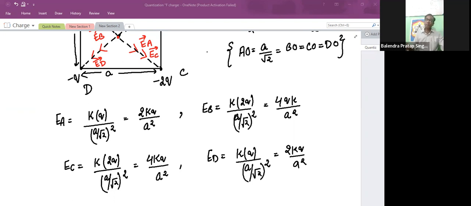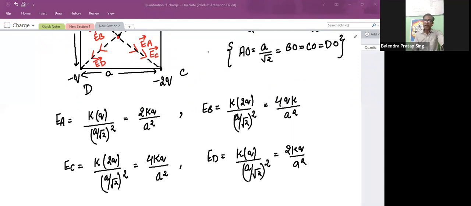Capital Q is a general form in that formula, but it depends on the amount of charge you are taking, and that will behave as the source of that electric field. If it is 2q, then you will put 2q. If it is 4q, then you will put 4q. Okay, is it clear or do you have any doubt? Clear? Okay.